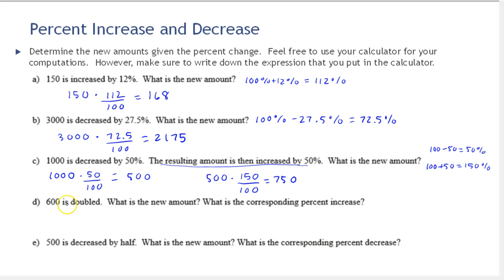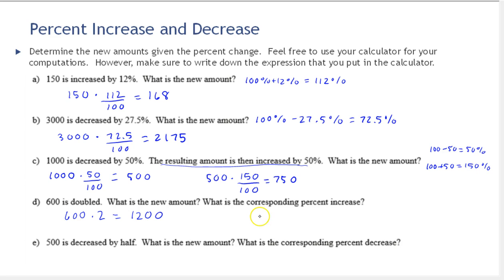Okay, 600 is doubled. What is the new amount? What is the corresponding percent increase? Okay, well, pretty easy to double something. If 600 is doubled, we're going to multiply it by 2. And we have 1200 is the new amount.